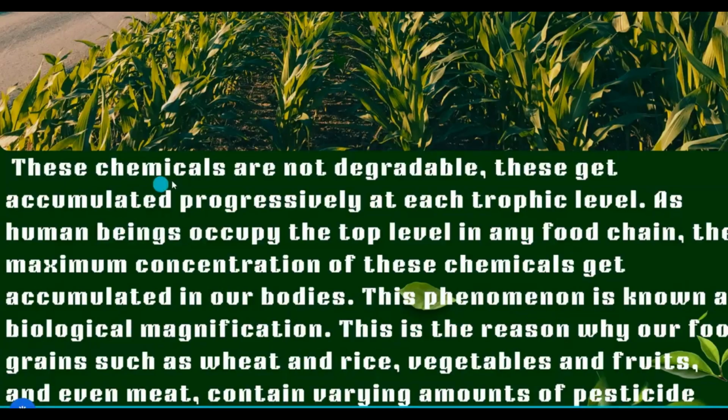The chemicals like DDT are not degradable. They get accumulated progressively at each trophic level. Human beings occupy the top level in any food chain, so there will be maximum concentration of these chemicals. And it is due to biological magnification.